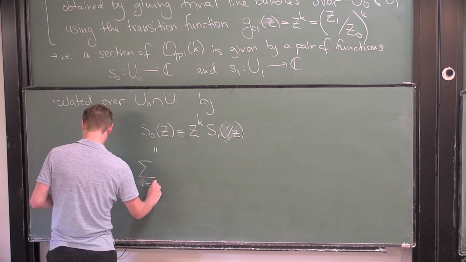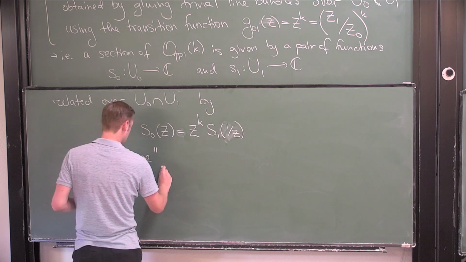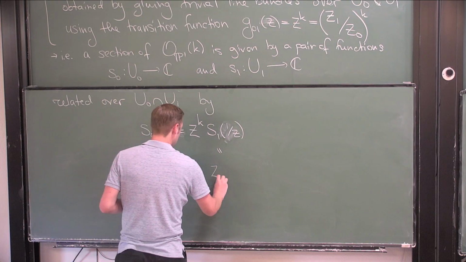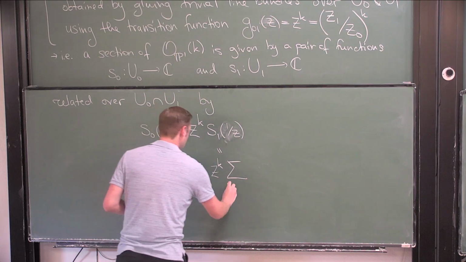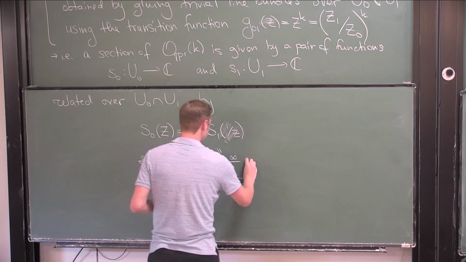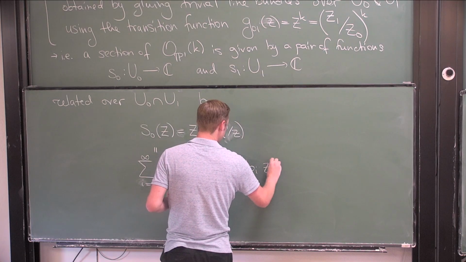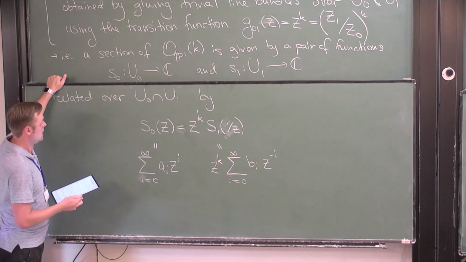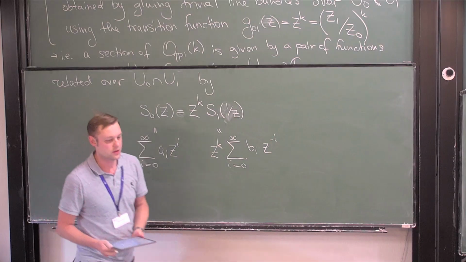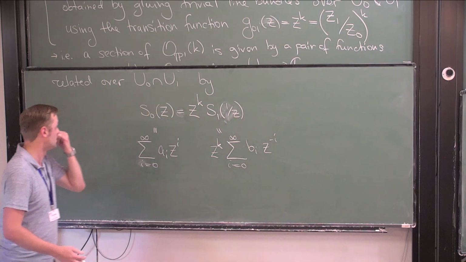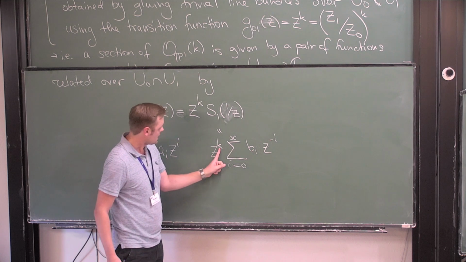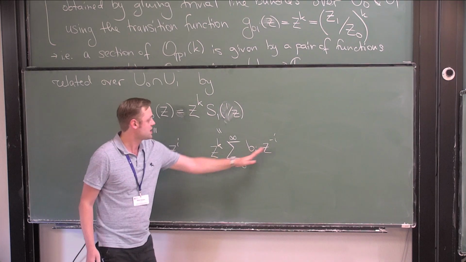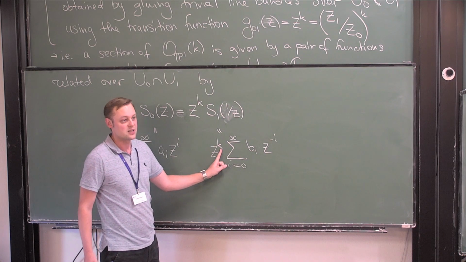The left-hand side is the sum from i equals 0 to infinity of a_i z^i. And the right-hand side is Z to the K, sum from i equals 0 to infinity of b_i Z to the minus i. And now, the observation, which we've already made in that particular example, is that if K is negative, then the right-hand side simply has no non-negative powers of Z.